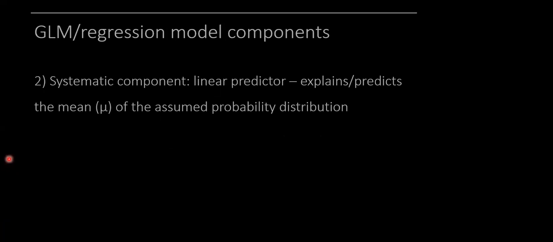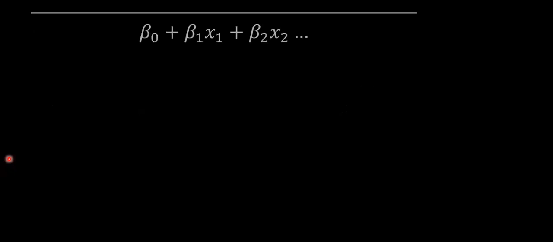Okay, so that first component of generalized linear models is the random component. The second key component is what we call the systematic component, and this is more commonly referred to as the linear predictor. This is what explains or predicts the mean of the assumed distribution that we've chosen. So this is where our independent variables come in. The linear predictor looks like this equation here.